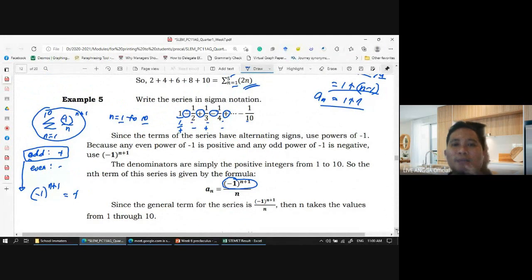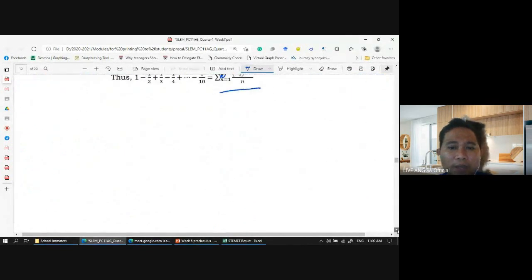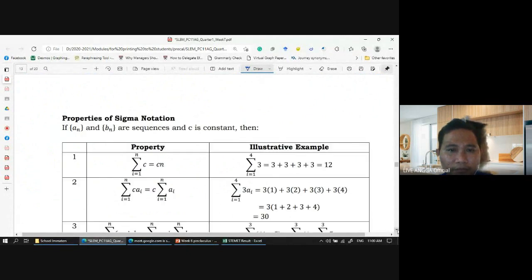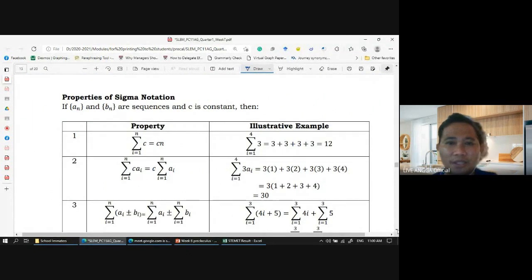Remember, in writing a sigma notation, this is not unique. That means there are many possible ways to write it. Because according to Leonard Euler, if it cannot be written in a simple series, it can be written in a complicated series, like a Taylor series, actually many series. Okay. Properties of sigma notation.